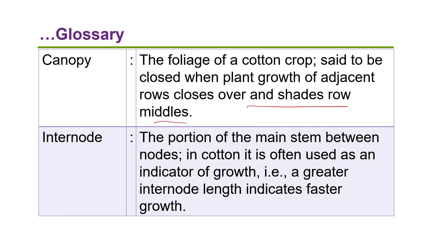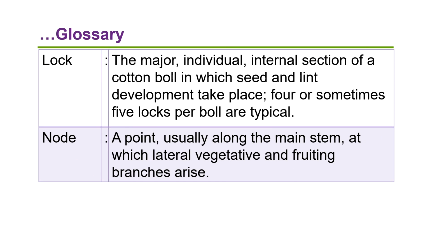In cotton, it is often used as an indicator of growth. Greater internode length indicates faster growth. So most of you know that this is, suppose, the stem and this is the nodal part, and then another nodal part will be like this. So the distance between these two on a stem or branch is your internode space.